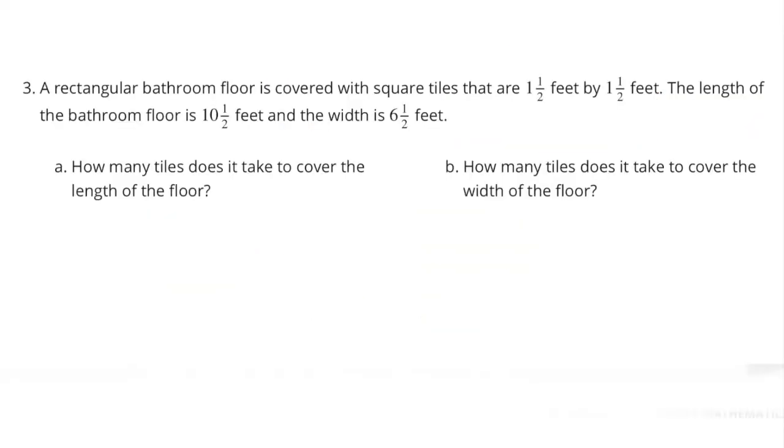Number 3. A rectangular bathroom floor is covered with square tiles that are 1 1/2 feet by 1 1/2 feet. The length of the bathroom floor is 10 1/2 feet and the width is 6 1/2 feet. A. How many tiles does it take to cover the length of the floor?